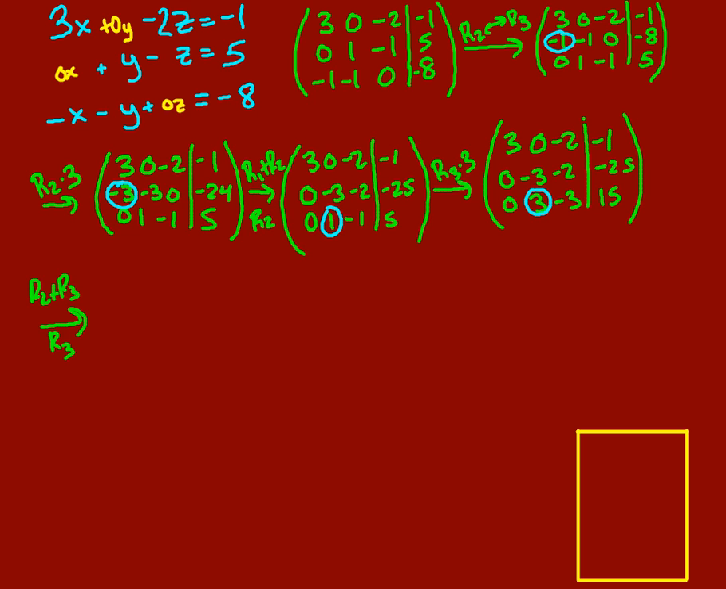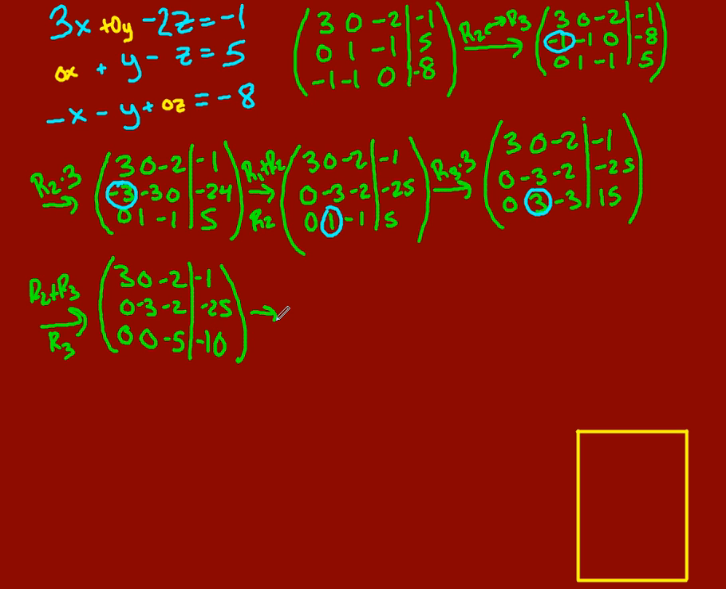If it helps, circle that spot every time to make sure you know what you're trying to eliminate. So again, my top 2 rows are going to stay the same. 0, -3, -2, -25 in row 2. My bottom row now will be 0 plus 0 is 0. -3 and 3 is 0. -2 and -3 is -5. And -25 and 15 gives me a -10.